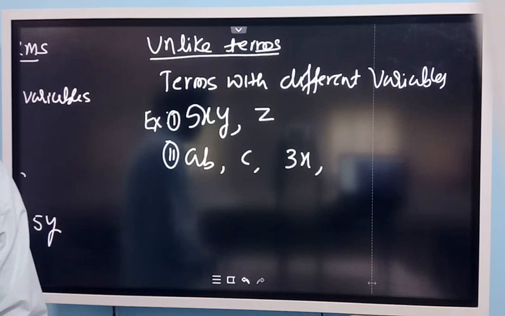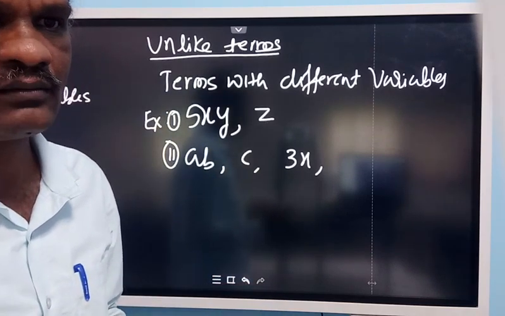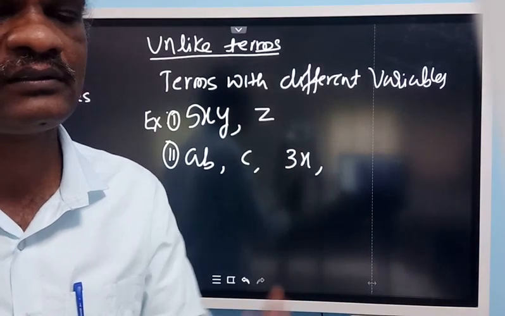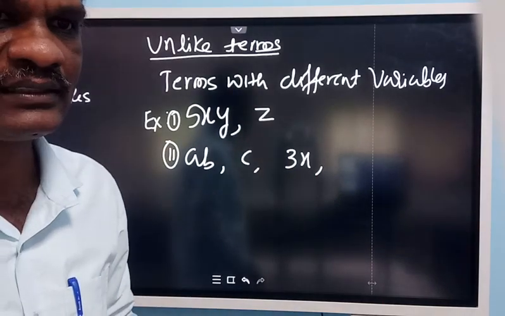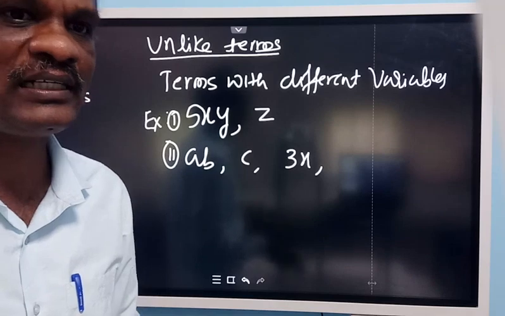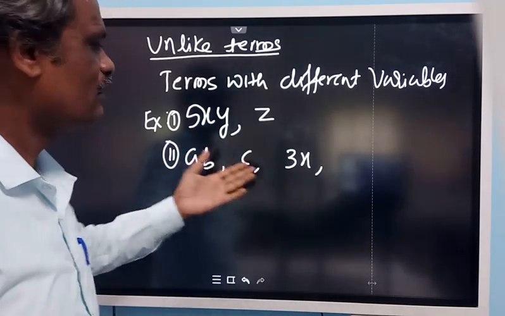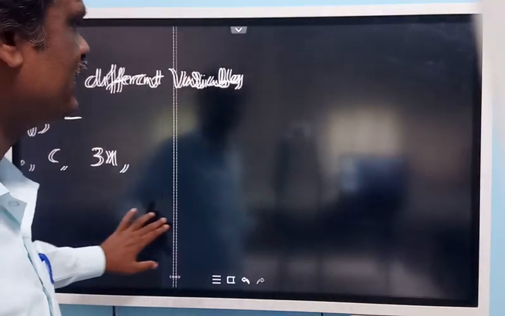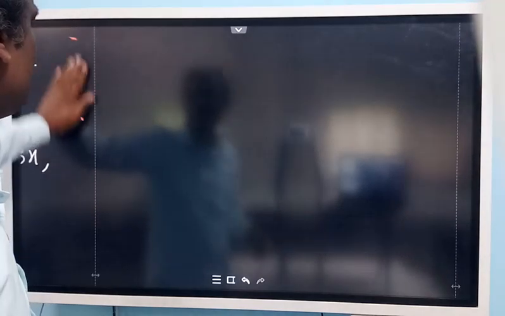Now, as I said, only like terms can be added here. As I said, 2 chocolates can be added to 3 chocolates, but chocolates cannot be added to biscuits. If I ask how many chocolates given, how many biscuits given, you will tell 2 chocolates and 3 biscuits separately. In the same way, with variables only like terms can be added. Unlike terms you have to write with the plus sign.